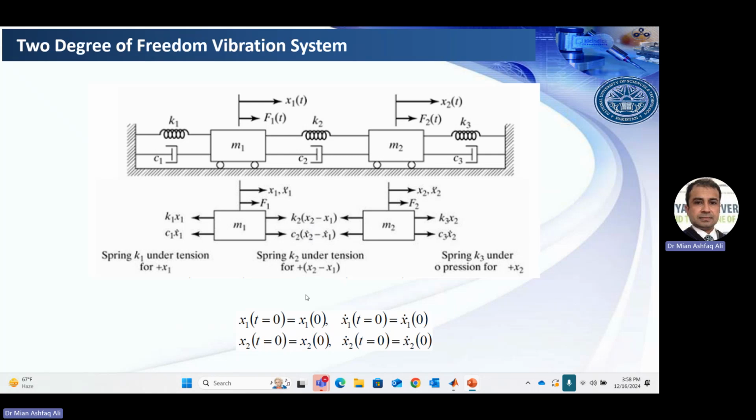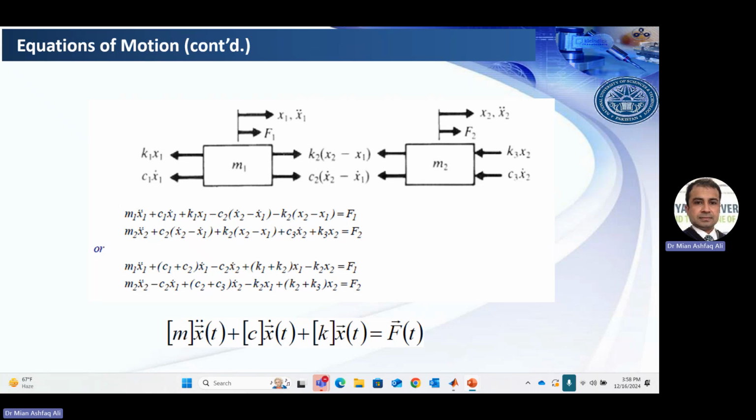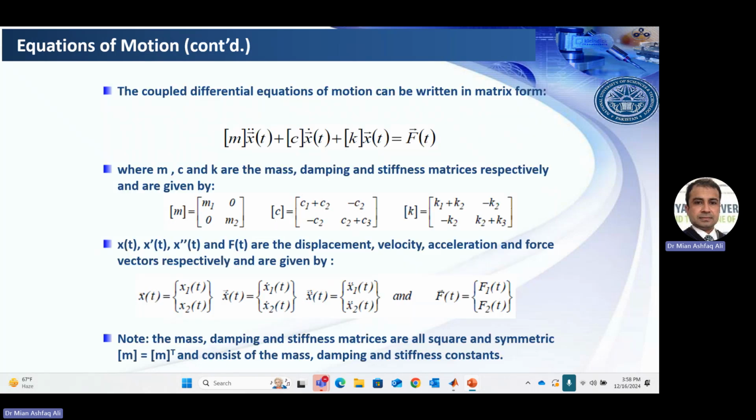And because we have two masses, there are possibly four initial conditions. For each mass, we can have initial position and initial velocity. This makes the total number 4. If we derive those equations, we will have a system of differential equations with two equations. Slightly rearranging, we can write them in a form where we can convert those into a mass matrix, a damping matrix, and a spring coefficient matrix. The mass matrix is just like shown here, the damper coefficient matrix is here, and the stiffness coefficient matrix is here. And here are the position column vector, the velocity column vector, the acceleration column vector, and the force vector.